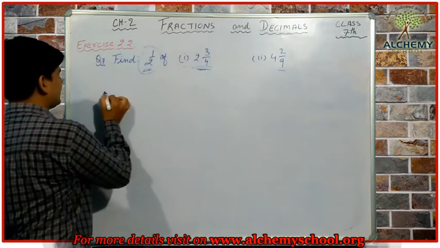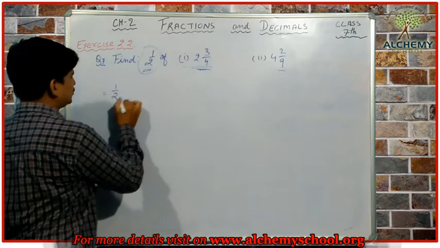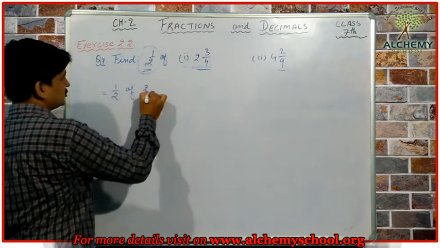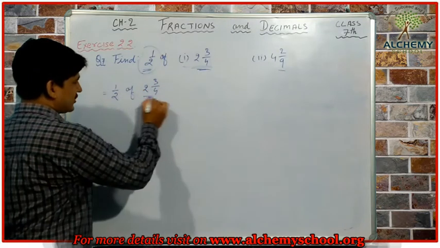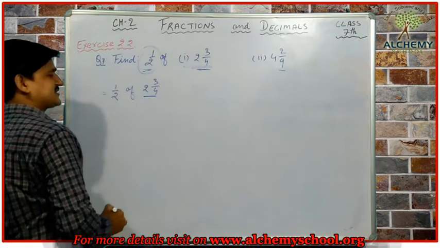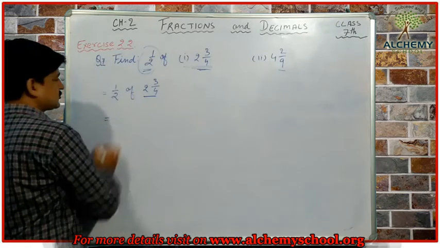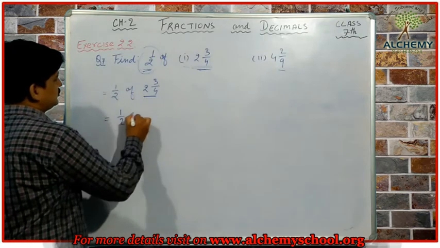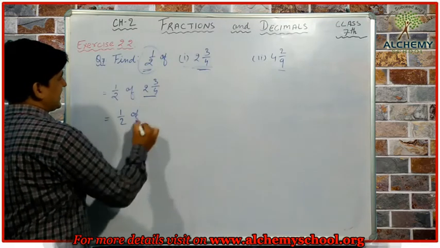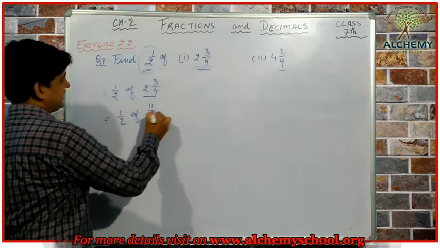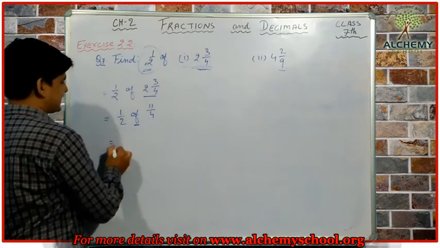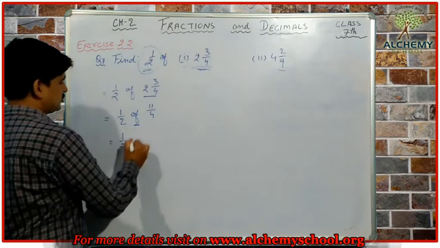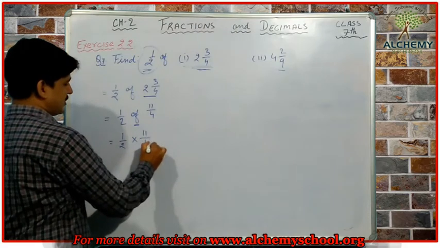So, first of all, we can write here 1 upon 2 of 2 and 3 upon 4. We will convert this mixed fraction into improper form. So, we can write 1 upon 2 of, 4 2s are 8, 8 and 3 is 11, 11 upon 4. This "of" can be written as multiplication. So, 1 upon 2 into 11 upon 4.